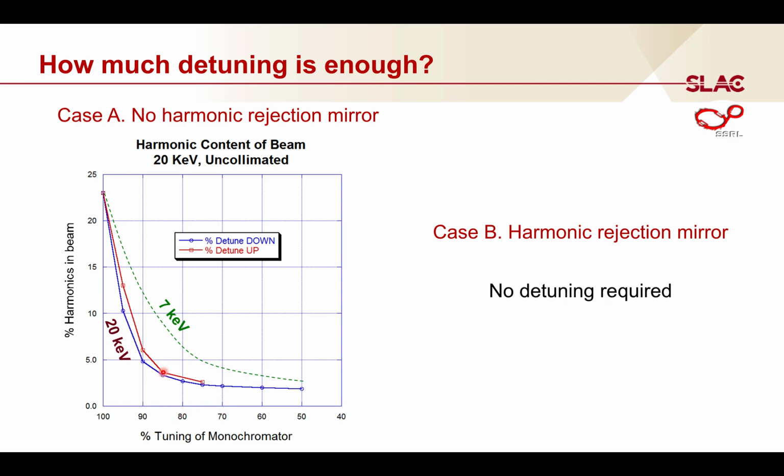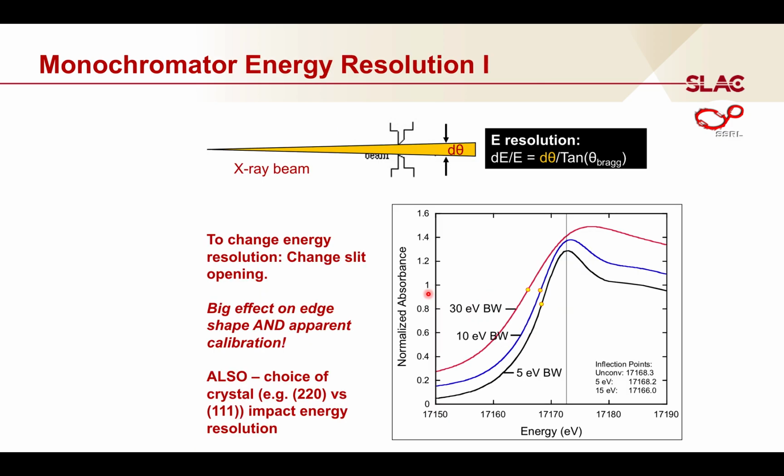But for 20 keV, you only have to throw away about 15% of the intensity. Alternatively, you can use a harmonic rejection mirror, which I'll show you in a minute, in which case you don't need to do any detuning at all.